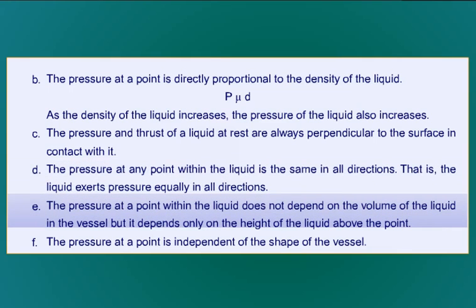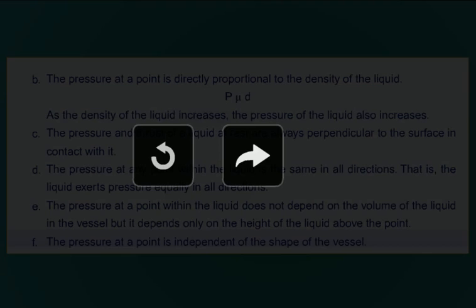The pressure at a point within the liquid does not depend on the volume of the liquid in the vessel, but it depends only on the height of the liquid above the point. The pressure at a point is independent of the shape of the vessel.